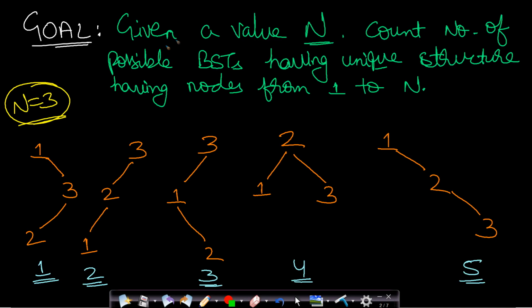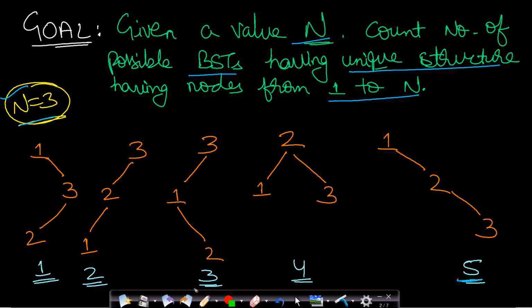In this problem we are given a value n and we are required to count the number of possible BSTs having unique structure and having nodes numbered from 1 to n. So let us assume that in this example we are having 3 nodes numbered from 1 to 3. Then the number of structurally unique BSTs will be equal to 5. So these are the 5 structurally unique BSTs which are possible using 3 nodes numbered from 1 to 3.